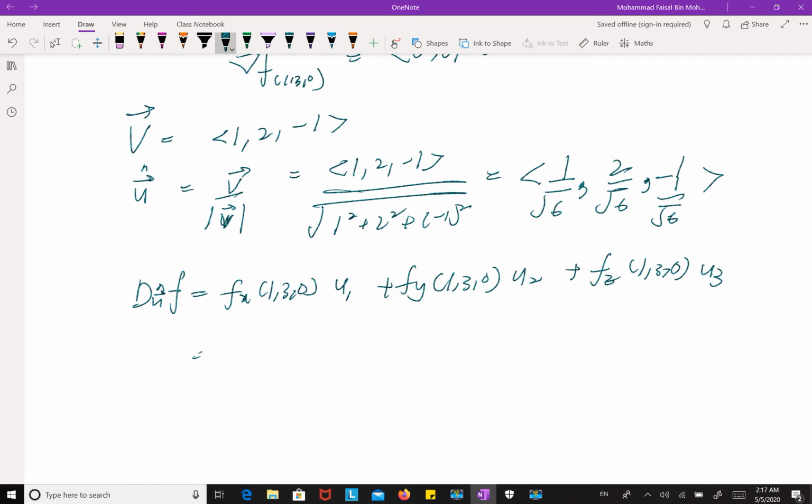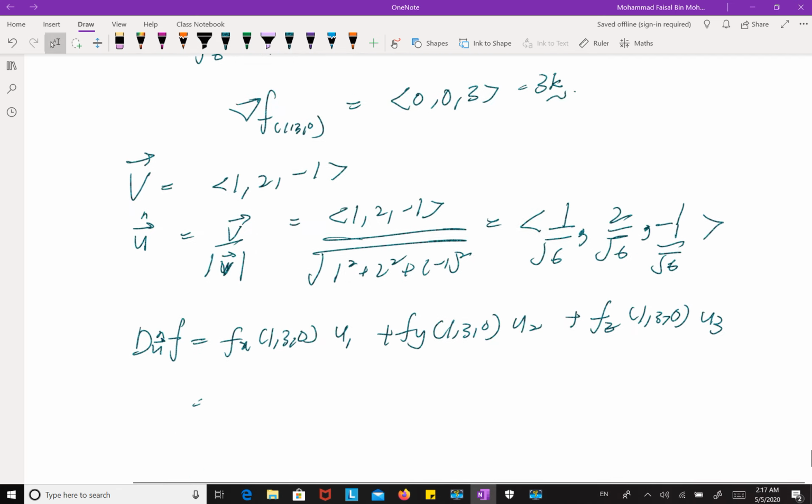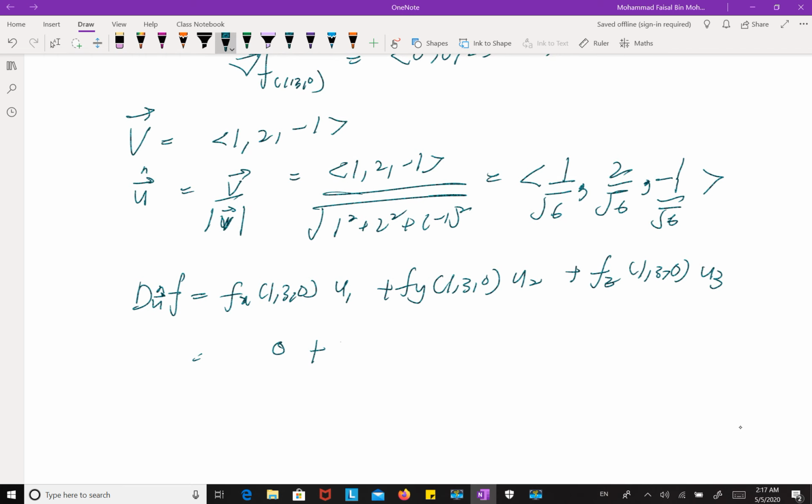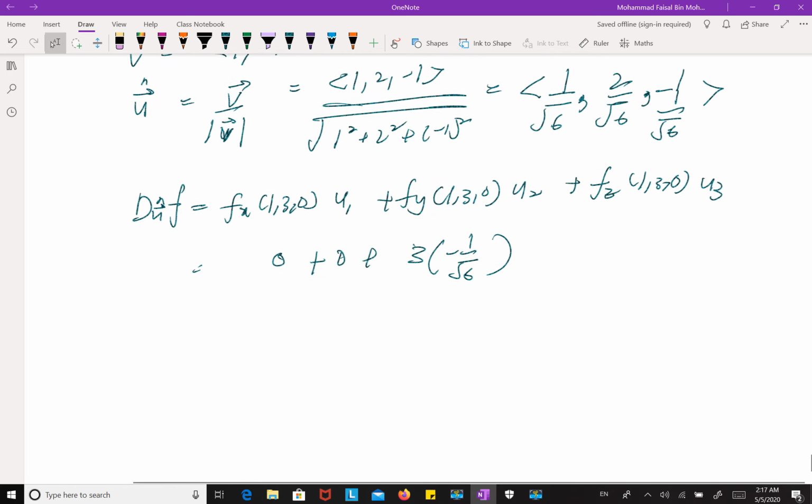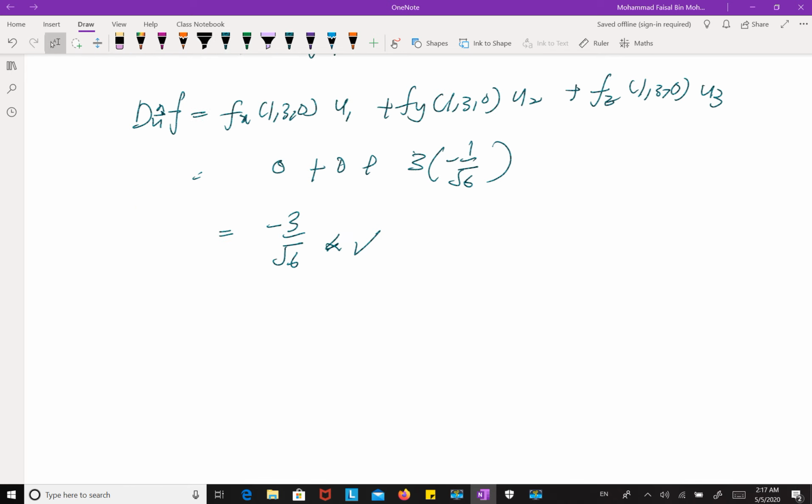So of course you have 0, 0, right? 0 plus 0 plus 3 times negative 1 over root 6. Okay, so you will end up with negative 3 over root 6. Okay, you have to dot with u, so u is u1, u2, u3.